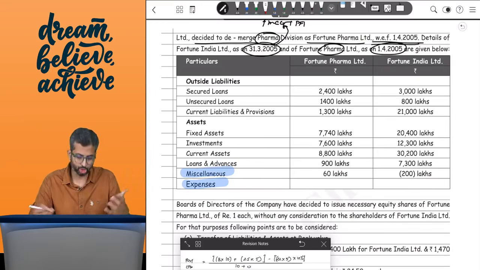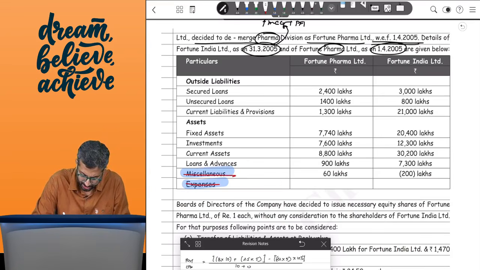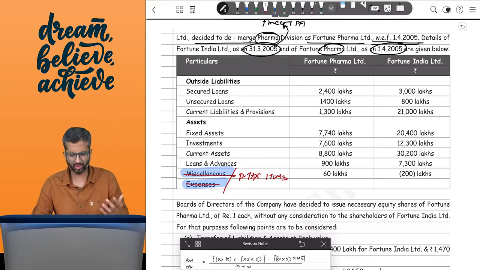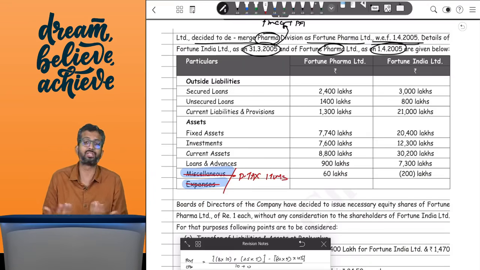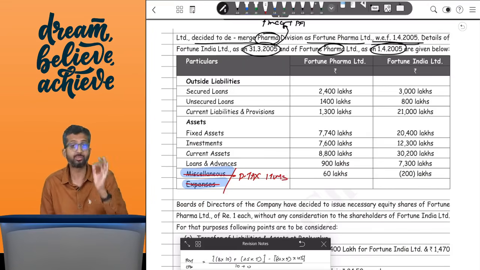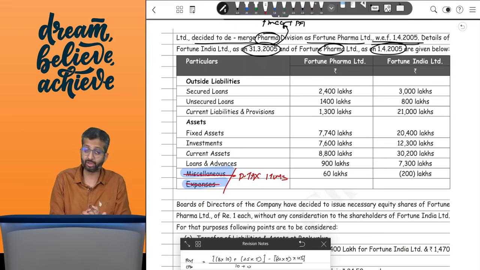Last May, we'll make a change over here, our solution will also change. Let's say if instead of miscellaneous expenses, you were given deferred tax items. Institute in the recent study material has made it deferred tax items. That is fine. If it was miscellaneous expenses, it is a fictitious asset. But if it's a deferred tax item, remember it is like a real asset, and Institute takes it in the calculation of net assets. Sir, why?